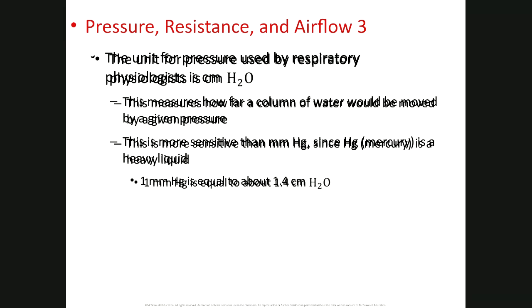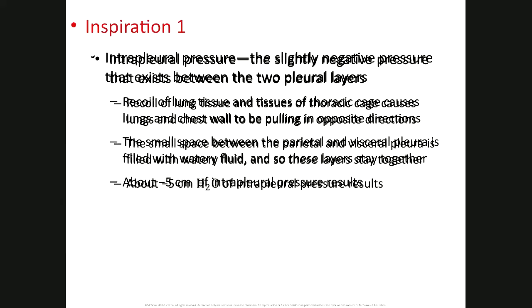Unit for pressure in respiration is centimeters water. Unit of pressure for blood is millimeter mercury. Intrapleural pressure is slightly negative, well, actually negative, between the pleural layers. So it will end up keeping the lung opposed to the wall at regular times.